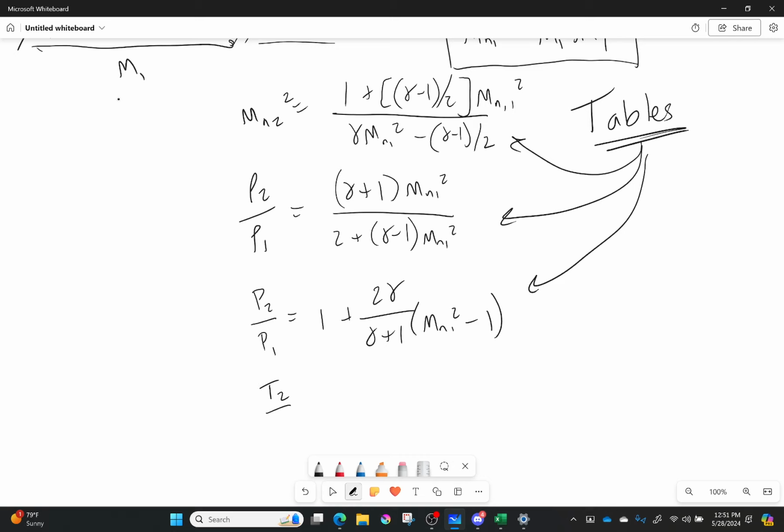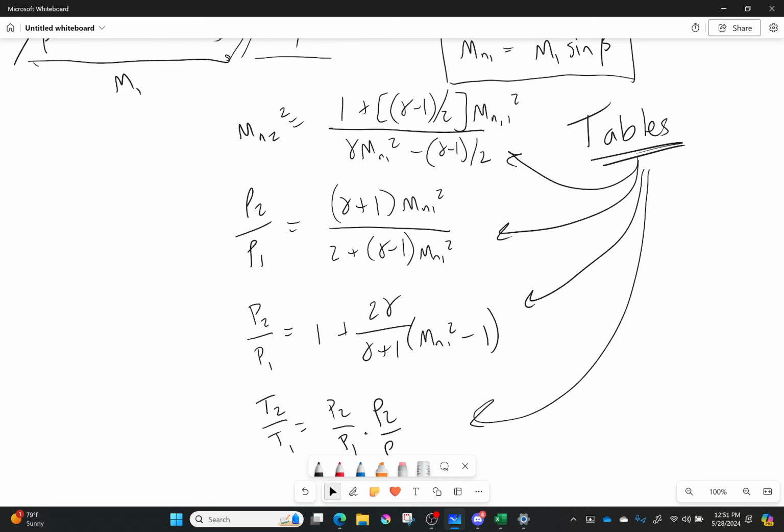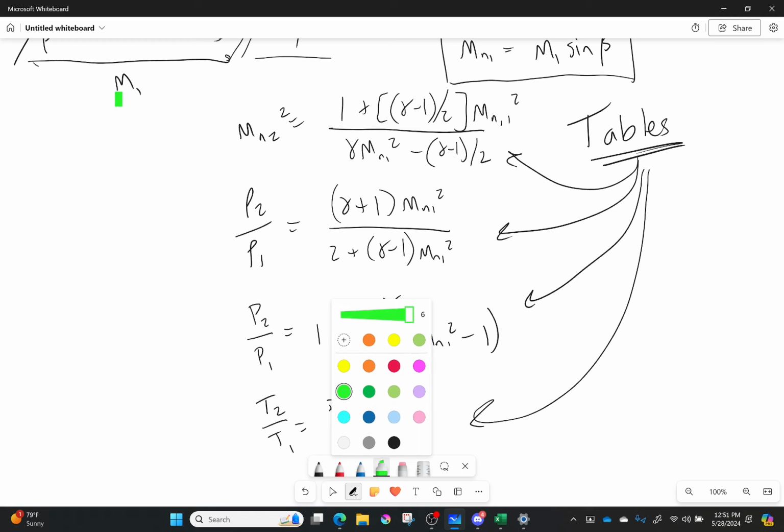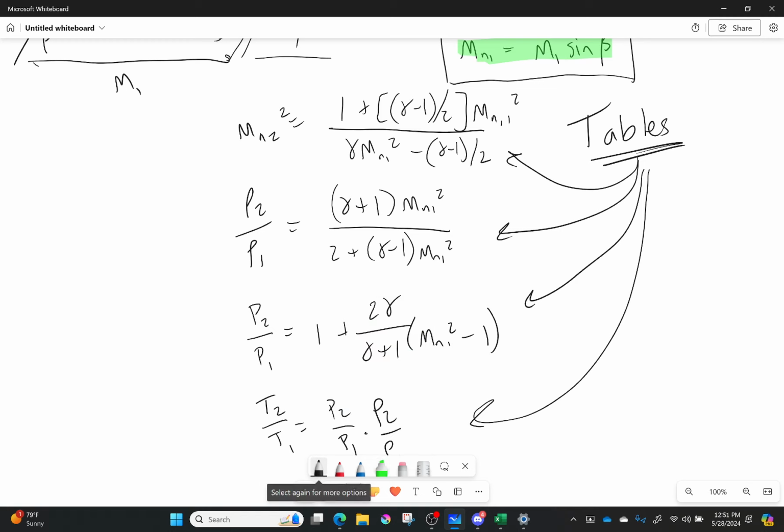I'm not going to bother to write out T2 over T1, because that is equal to P2 over P1, which I already gave you, times rho 2 over rho 1, which I already gave you, and it is just an absolute bear. It is a huge equation, and you just don't want to deal with it. So currently the only equation that I really think is actually helpful to you in the long run is our first one, okay? That is, let's see here, put it in green. This guy right here is a very helpful equation. The rest, tables are better.